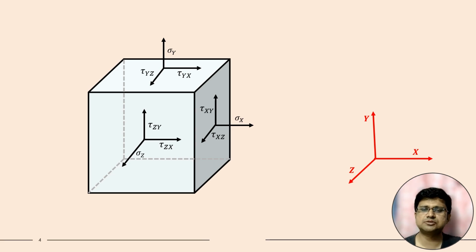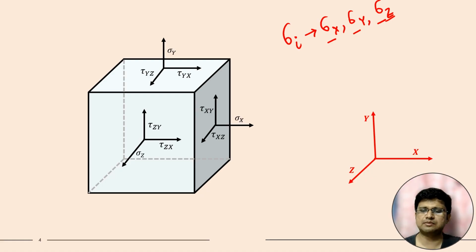Now this is one particular 3D element, and we have to understand certain notation, like what is sigma i. Sigma i means it can be sigma x or sigma y or sigma z. These are normal stresses. If the normal stress is acting along the x direction, it will be sigma x. If it is acting along the y direction, it will be sigma y. And if it is acting along the z direction, it will be sigma z. That is very simple.